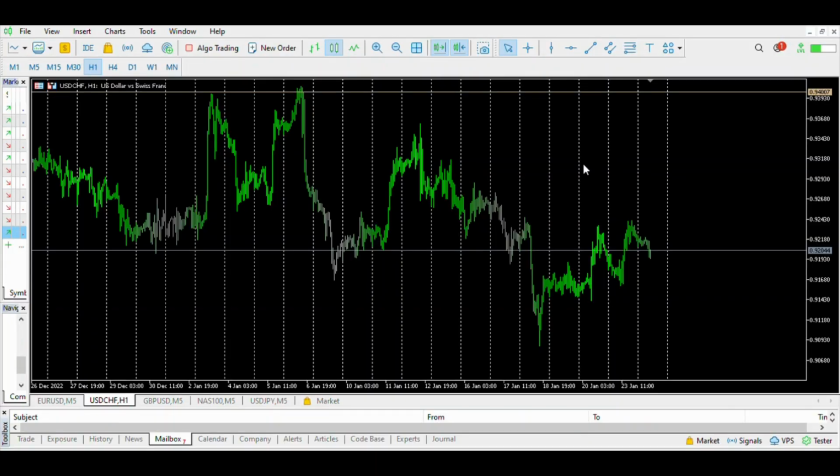Okay, let's get busy. So we're on USD Swiss here. I'm going to show you what I saw, why I took this move. So on the H1 here, you can see prices recently been trending down, right? There's been a lot of consolidation previous to that, but it started trending down. So we have a trend.